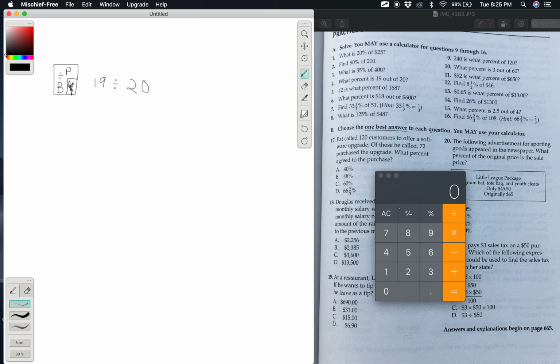Let's go ahead and do this. You could do it on paper. I'm using the calculator because this isn't a division class or a multiplication class. We've covered those already, so you should know them. If you don't know multiplication and division by now, please go back and learn that first, because those are foundational. Okay, so 19 divided by 20 equals 0.95.